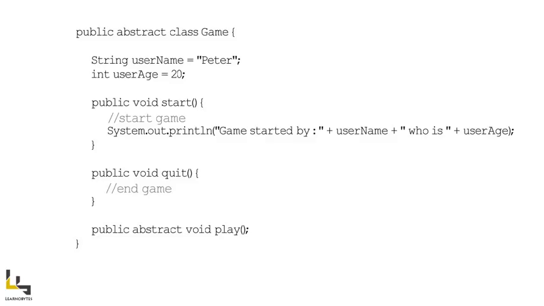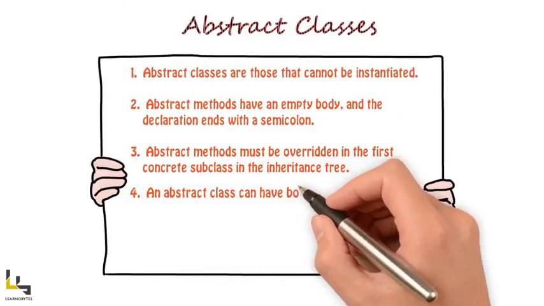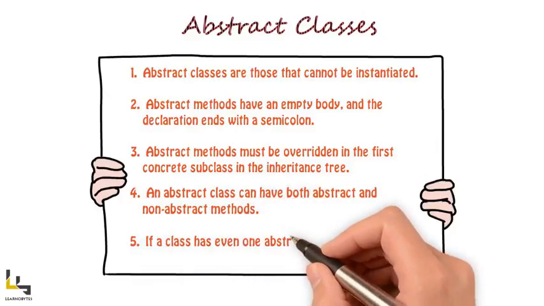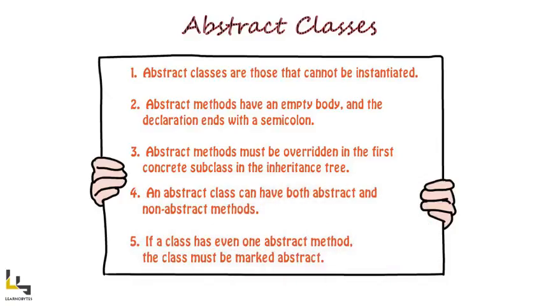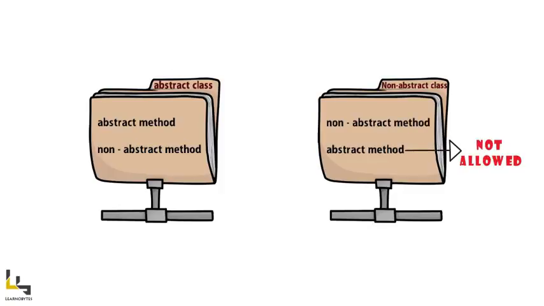What happens to the start and quit methods that are there in the Game class? Now that we have made the class abstract, we can still have those methods, and since we are providing default implementations to be used by subclasses, these methods are non-abstract. An abstract class can have both abstract and non-abstract methods. But even if one method in a class is abstract, the class should be marked abstract. So, while an abstract class can have non-abstract methods, an abstract method cannot exist in a non-abstract class.